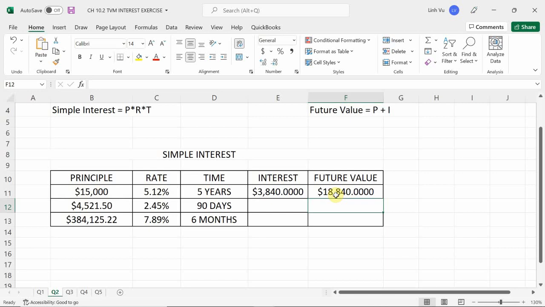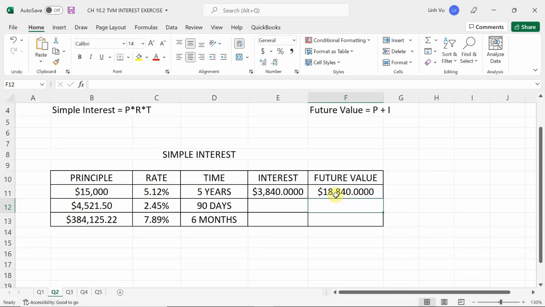If I decided to have an original investment for $4,521.50 with an interest rate of 2.45%, and the time length on this is going to be 90 days. Help to teach me how do I collect it, because when I do 4,521.50 by 2.45, correct?